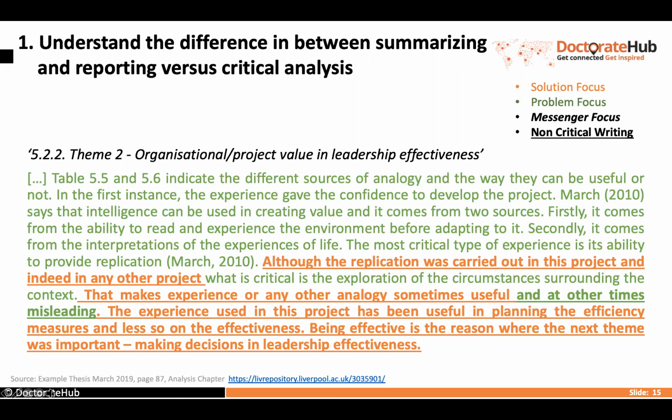So if you see in the literature both views coming together and you have the ability to quickly distinguish what is a problem-focused part of writing and what is solution-focused, that helps you to distinguish between relevant and non-relevant parts.